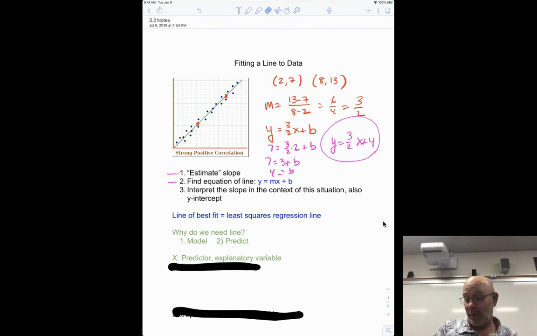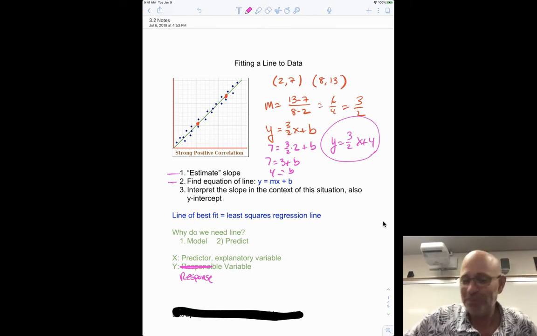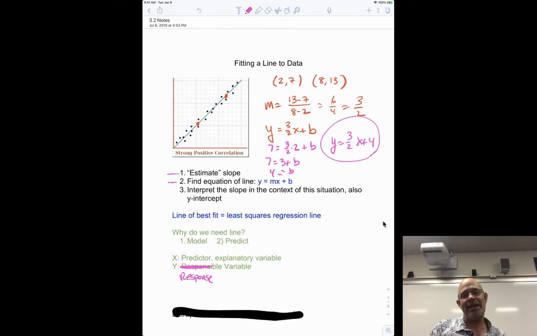X is what we've called the independent variable in the past, and this one is usually called the explanatory variable because it explains y. It's also called the predicting variable because it predicts y. And then y is called the response. Ooh, not responsible. Let's get that out of there. How about, I'll just rewrite that, response variable. Might be responsible too. I don't know. So that's the basic idea of why we find a line.